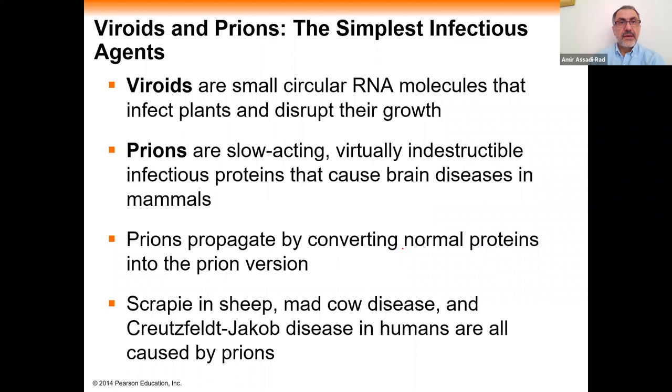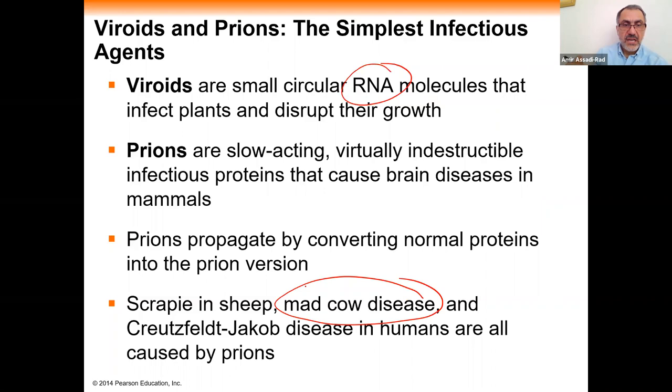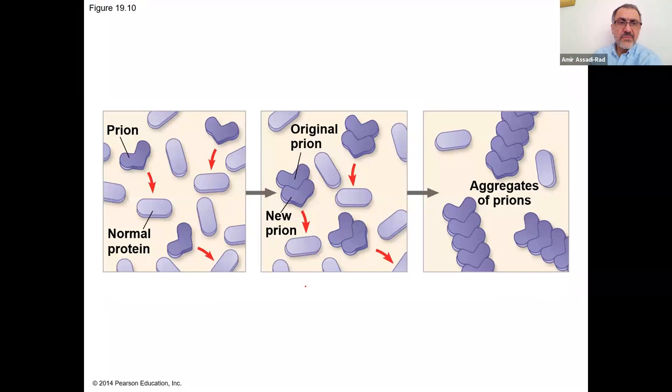Viroids and prions, I think I talked about it. Viroids are circular RNA molecules that infect plants and disrupt their growth. Prions are slow-acting, virtually indestructible infectious proteins, as in mad cow disease. They propagate by converting normal proteins into prion proteins, as in scrapie in sheep and mad cow disease, and other diseases. Prions, which are being intensively studied, can convert a normal protein inside our cells, especially our brain cells, into a new prion. Exactly how does that happen? We still don't know, at least I don't know it in detail, okay? But it happens.